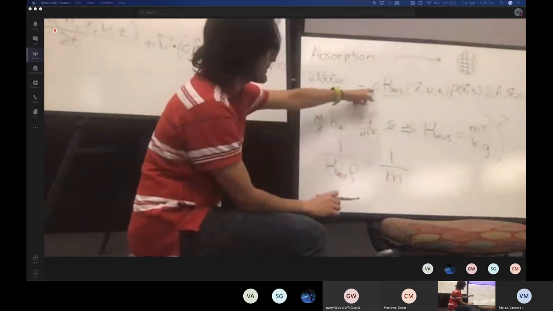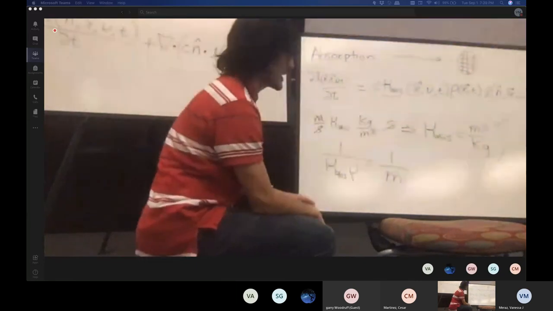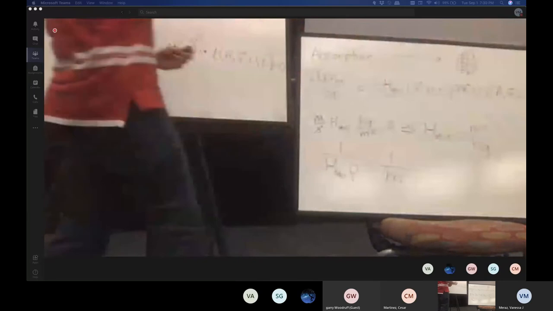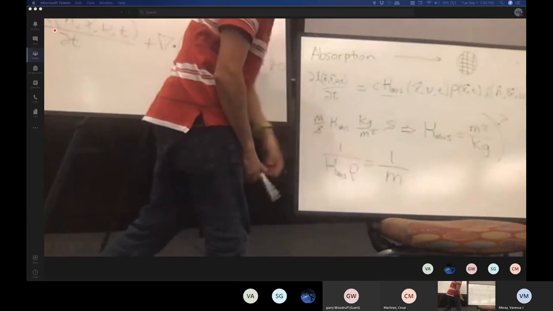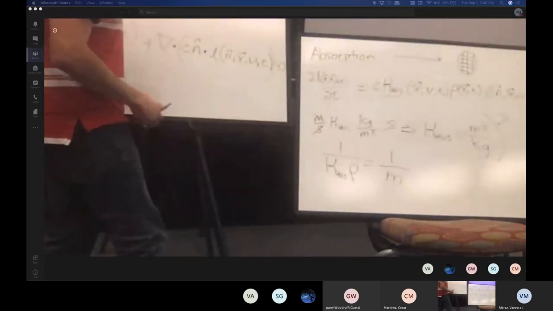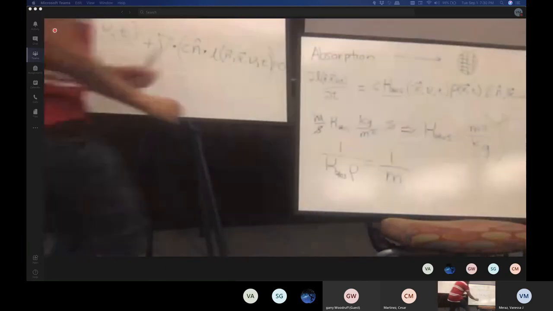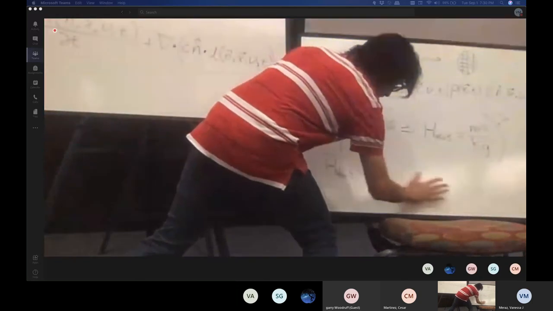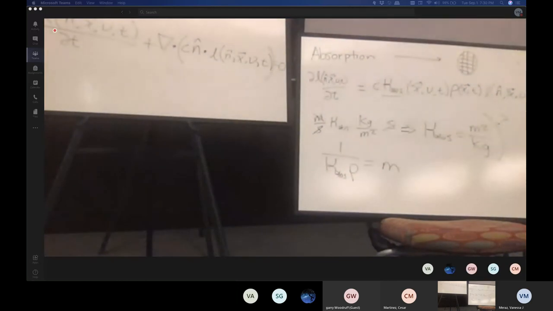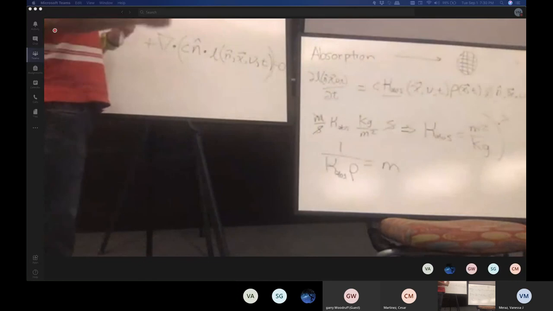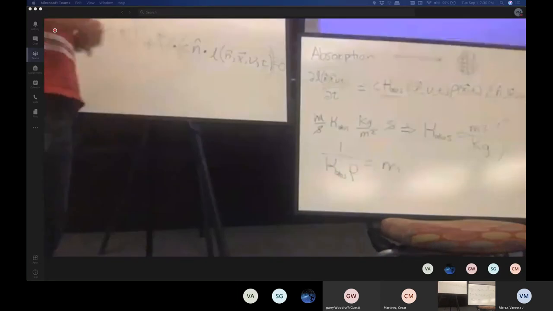So it's good to put the speed of light there so that your absorption kappa has these units and it is a cross section. And also if you take the inverse of kappa, multiply times the inverse of the mass density, the units are meters. Sorry, it should be meters. And so that tells you the average distance that a photon is going to travel in this medium before being absorbed by the medium.